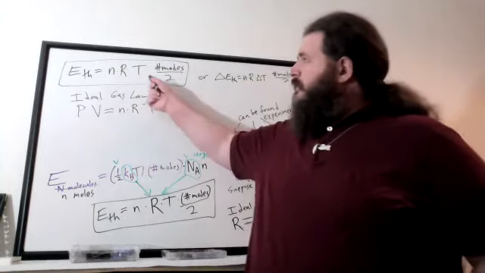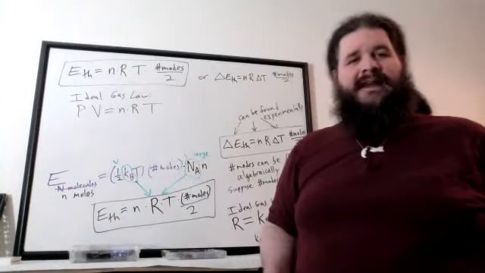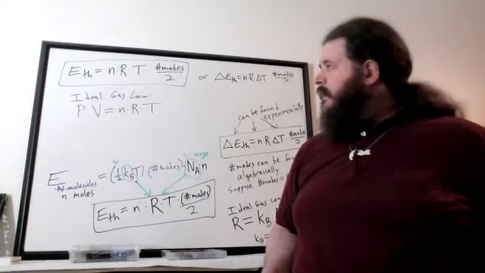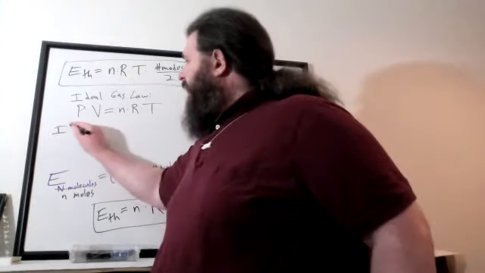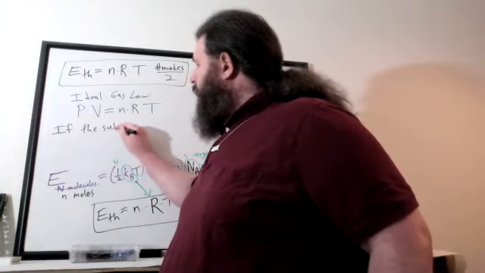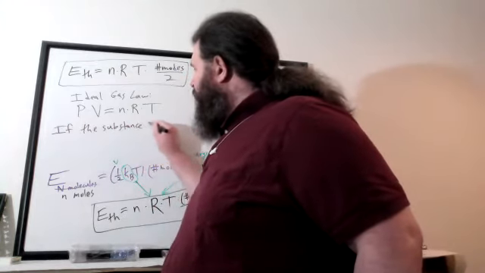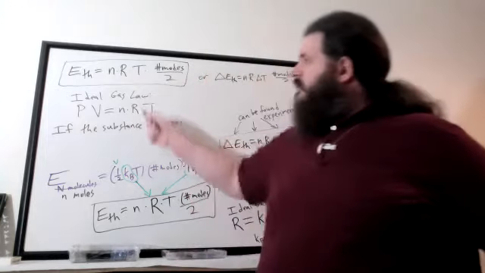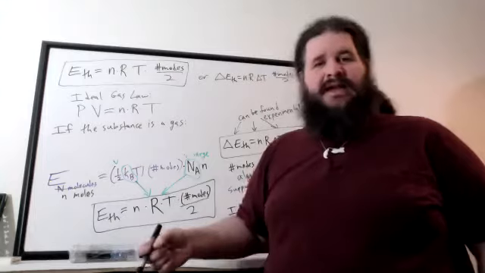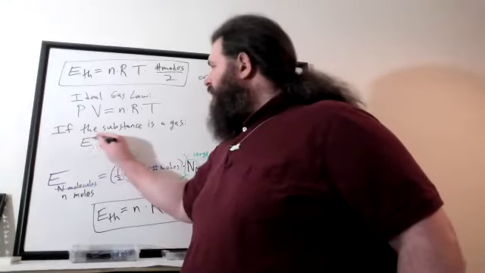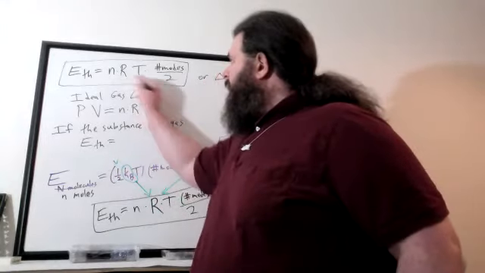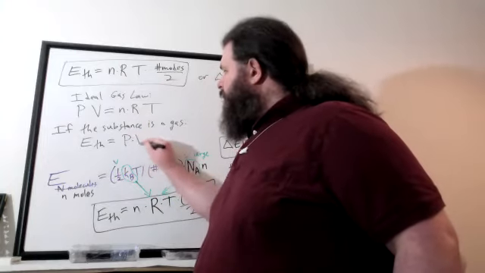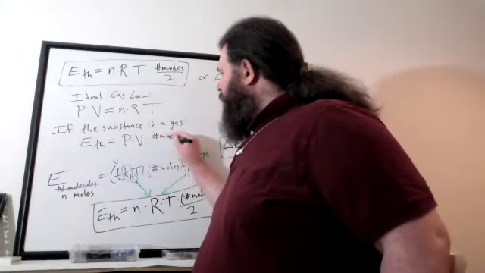This formula we have so far, this thermal energy formula, works for any substance, no matter what phase it's in. But if the substance is a gas, a well-behaved gas, an ideal gas, then we can make this substitution. nRT can be replaced with PV. So we get thermal energy equals PV times number of modes over 2.